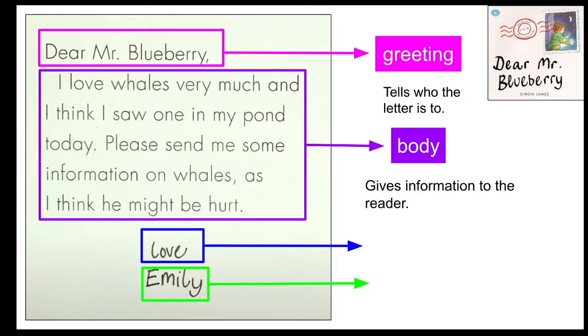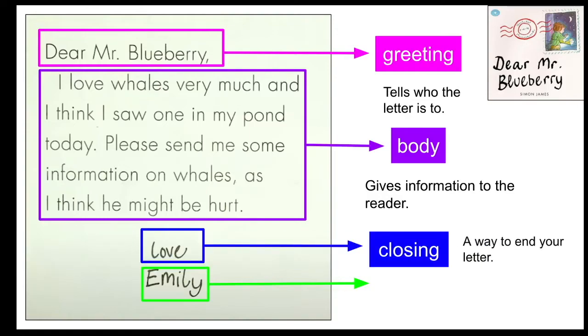The next part of your letter is the body. This gives lots of information to the reader. You can end your letter with a closing. And you always finish your letter with a signature. This tells who the letter is from.